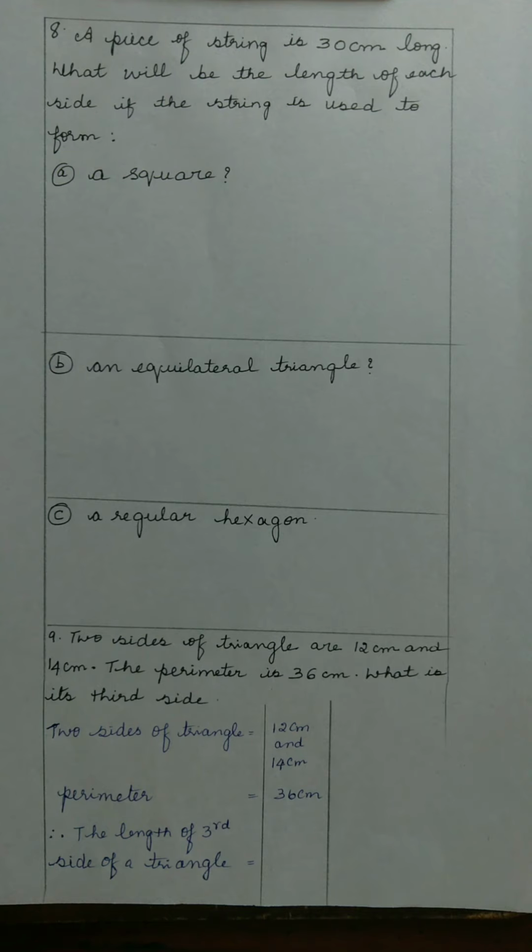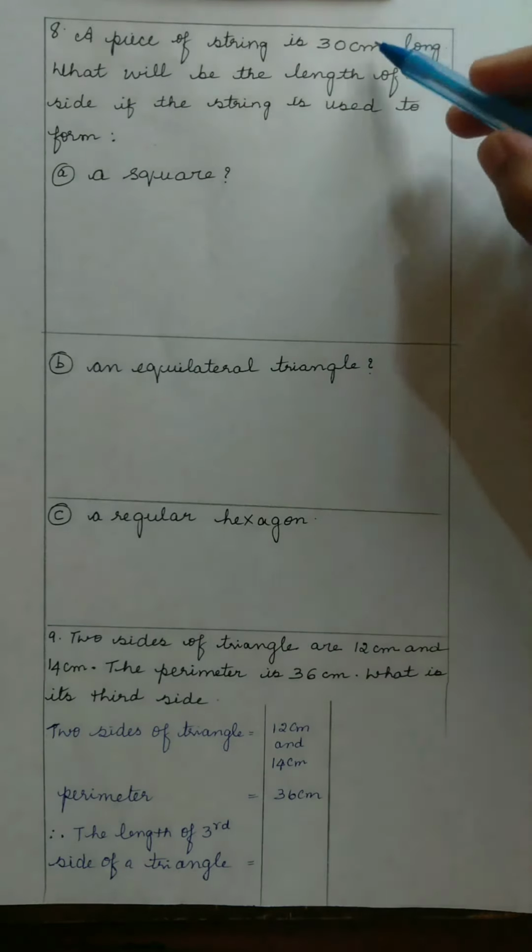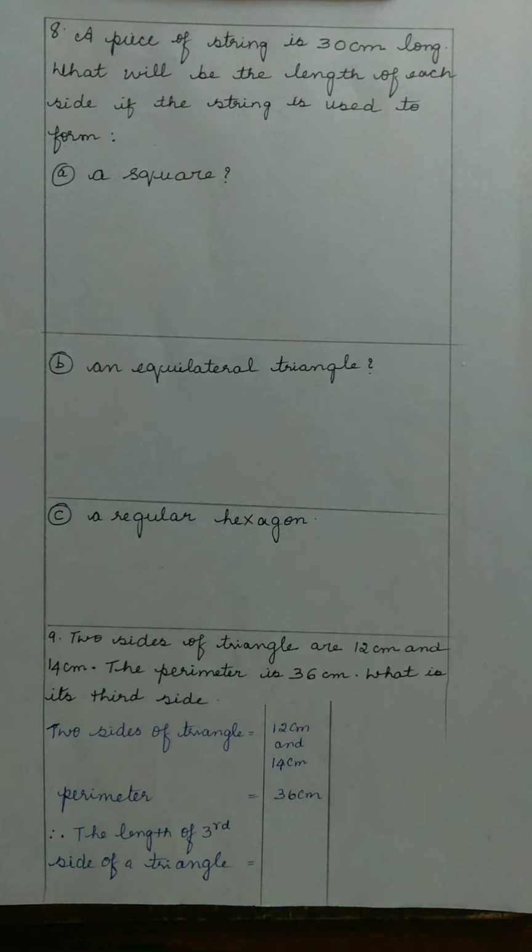Now we need to find out what will be the length of each side if the string is formed into a square, then an equilateral triangle and a regular hexagon. If the string is transformed into the shape of a square, then we need to find out the length of each side. Initially the string will be of the length 30 centimeter. That is the perimeter value.